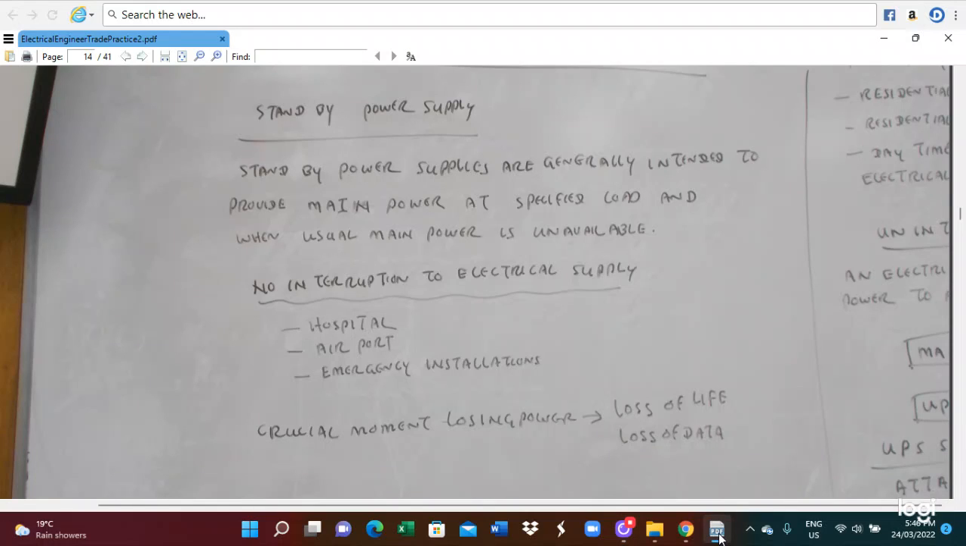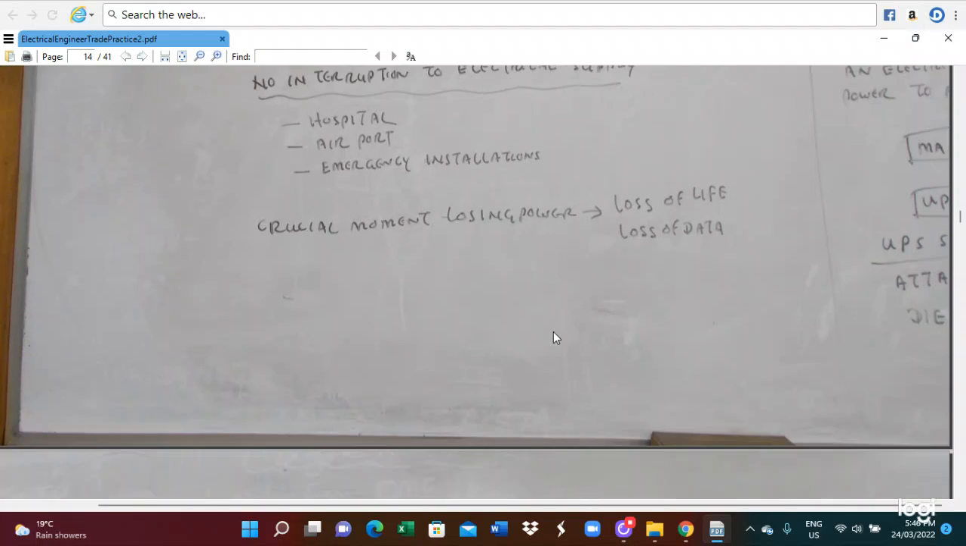So now we're talking about the standby power supply. Standby power supplies are generally intended to provide the main power at a specified load when the usual main power is unavailable. So the standby power is important, especially for hospitals, airports, and emergency installations, where the standby power supply is utilized.